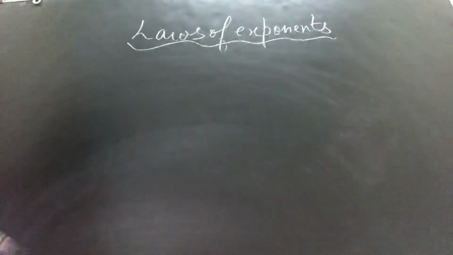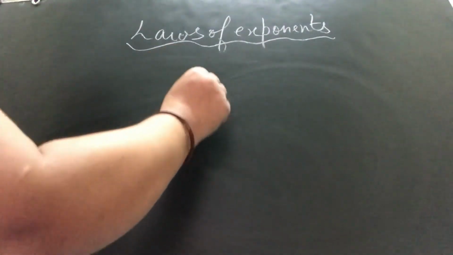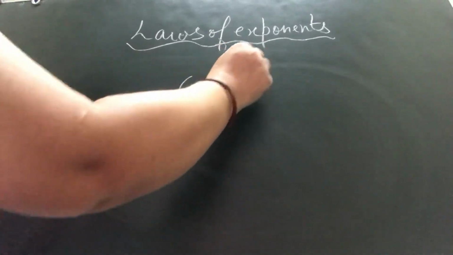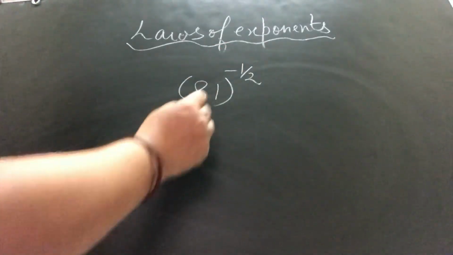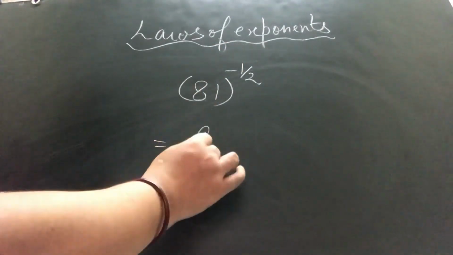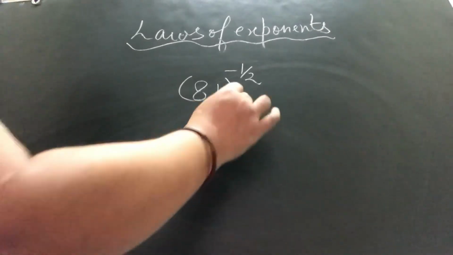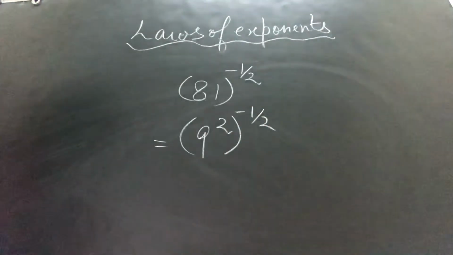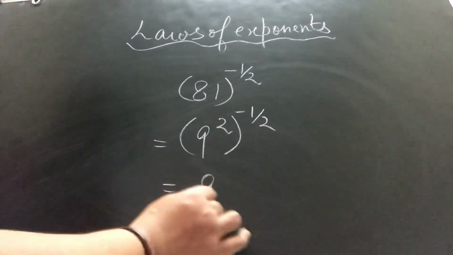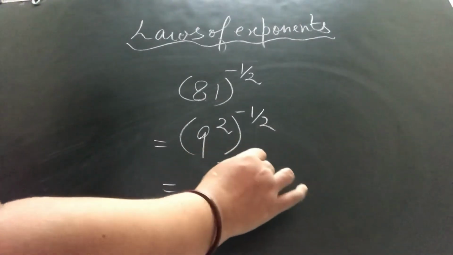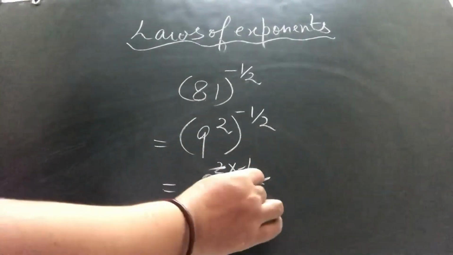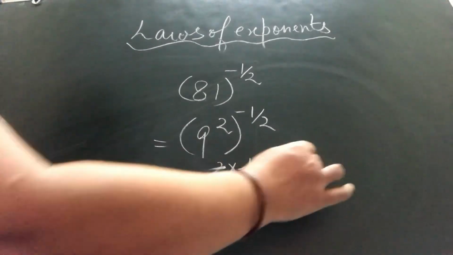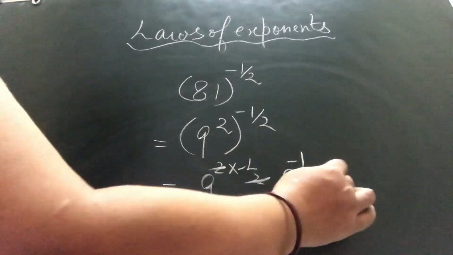Now see, 81 raised to the power minus 1 by 2, right? So 81 you can write like 9 square. Powers again multiply. So you have 9 raised to the power minus 1. That is 1 by 9.